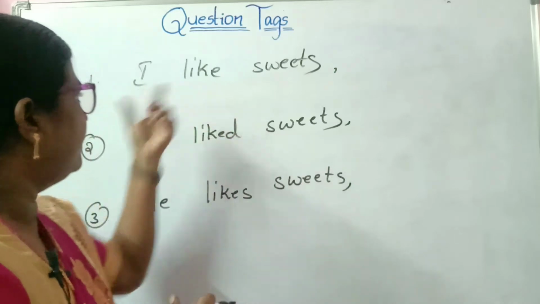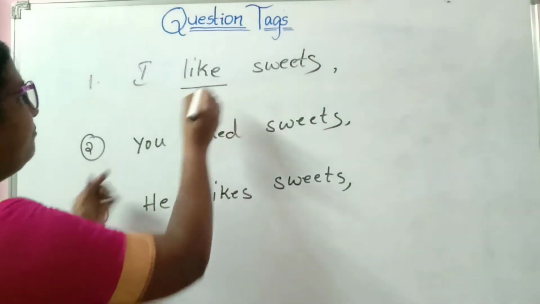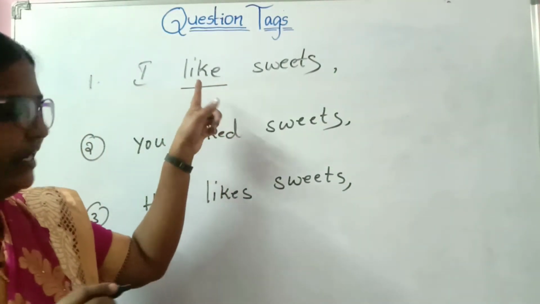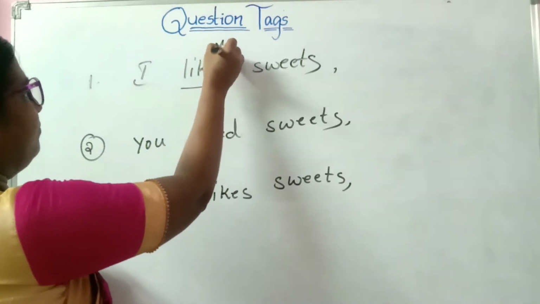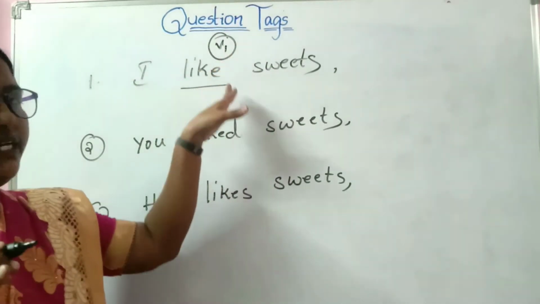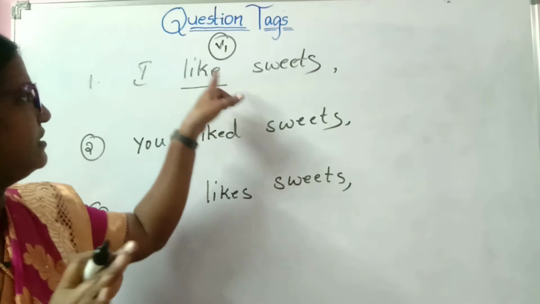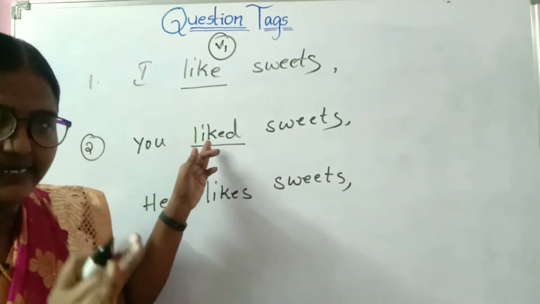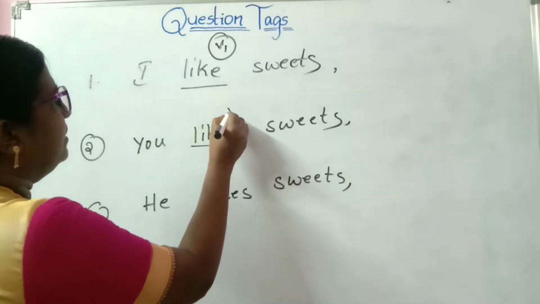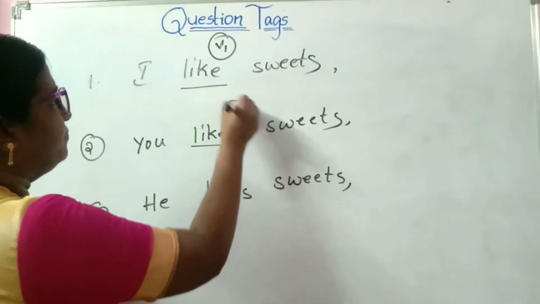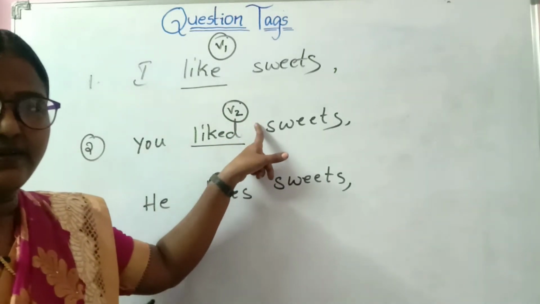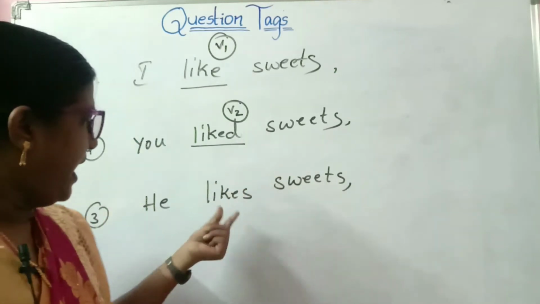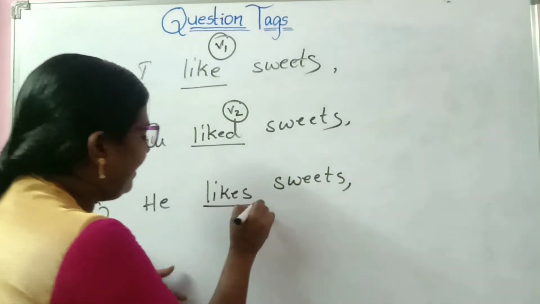See the main verb. Here you see the main verb like. It is in V1 form, simple present. When you see here liked, it is in V2, past tense. And now likes.